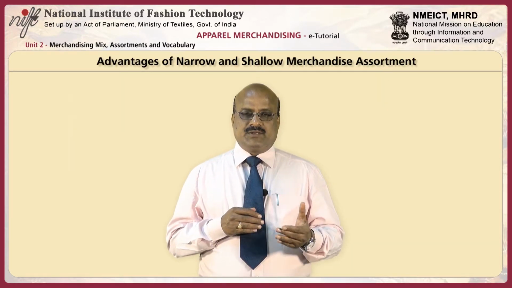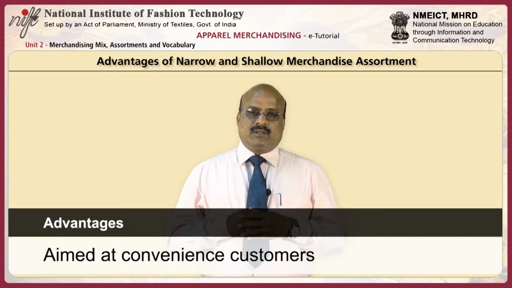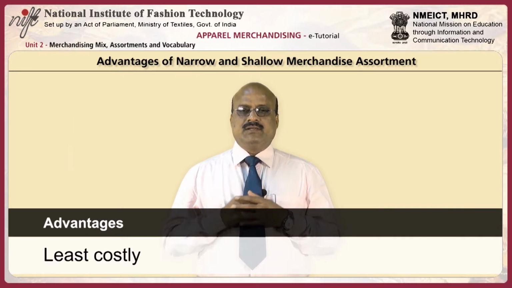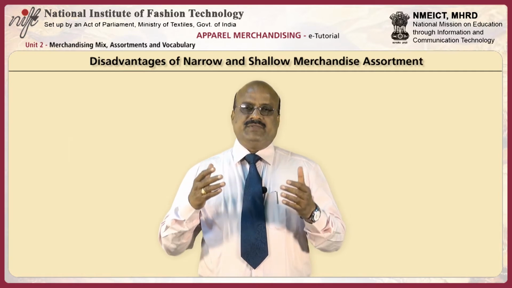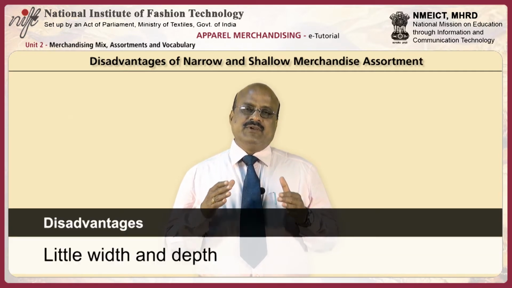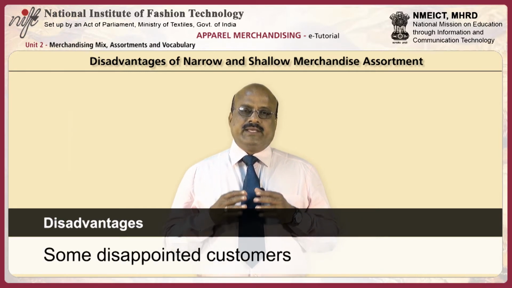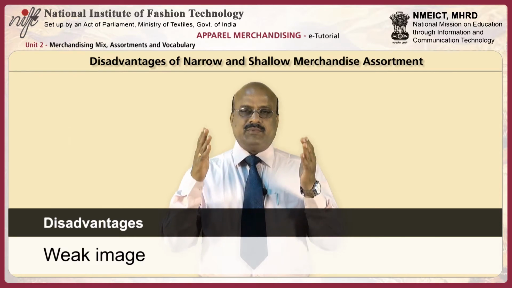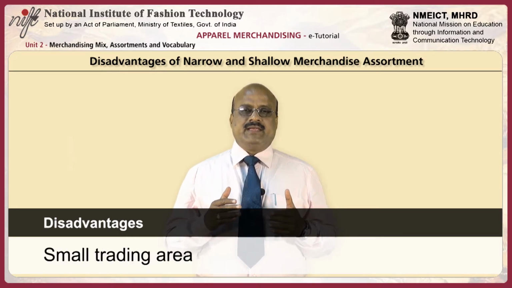The advantages of narrow and shallow merchandise assortments are: they are aimed at convenience customers, they are least costly and are high turnover items. The disadvantages of these are: they have little width and depth, there is no one-stop shopping, there could be some disappointed customers. They have a weak image and have limited customer loyalty. They have a small trading area.